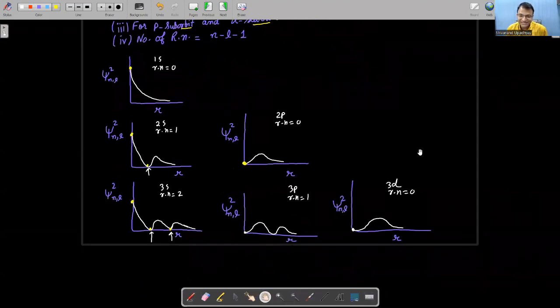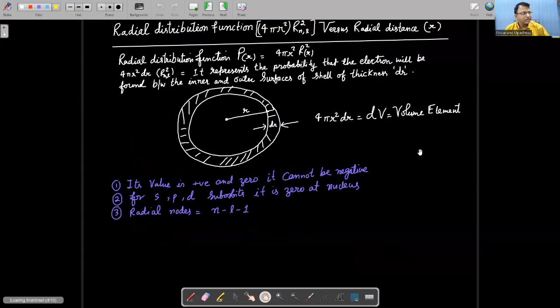So what is the difference in case of psi versus r? It can be positive and negative. In case of psi square versus r, it is always positive or 0, and its height is going to decrease as we move away along the radial distance. Its amplitude is going to decrease, right? So now let us discuss the third graph, that is known as radial distribution function.